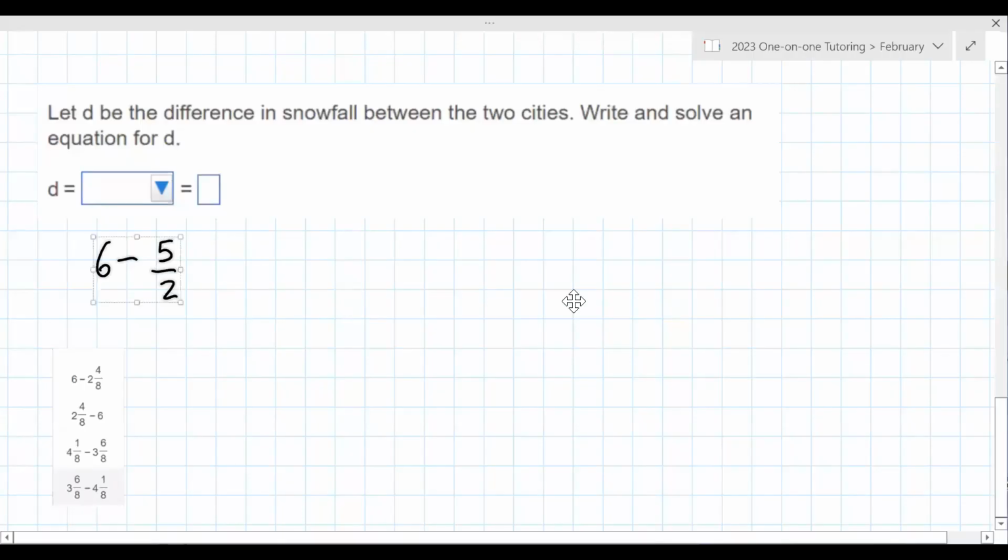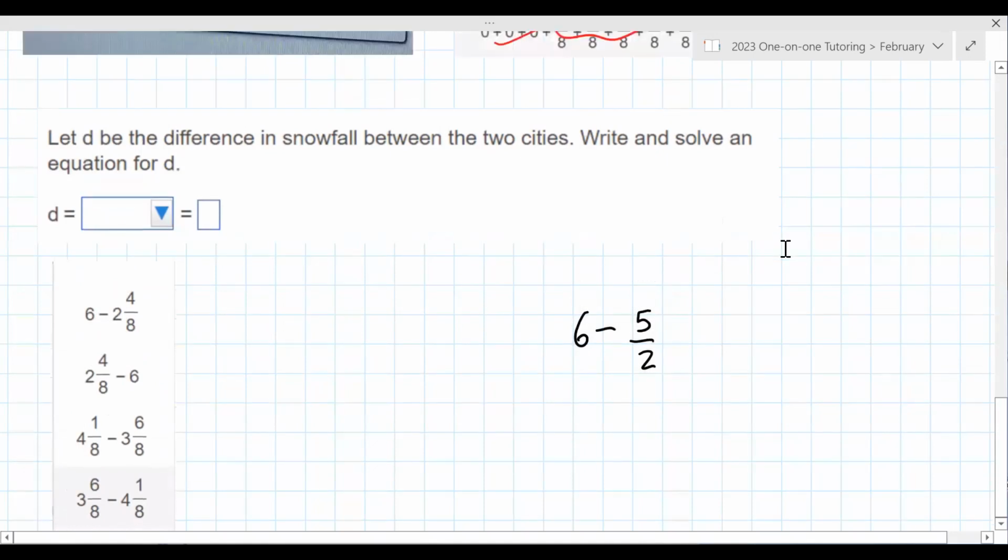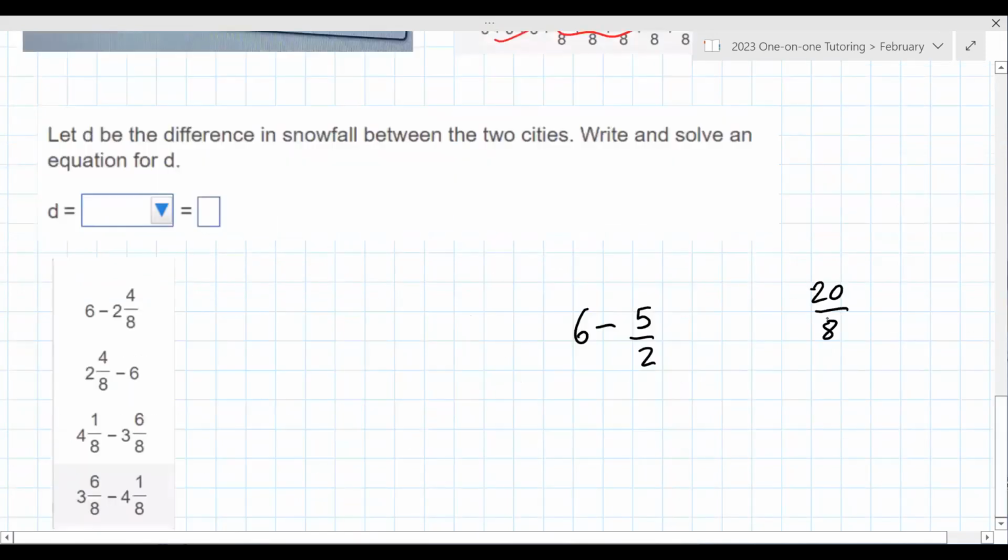Okay. So when you look at the answers, let me see what those load up here. There's 6 minus 2 and 4/8. Do you see that one at the top? Yes. So that's actually the same fraction that we were working at. Do you remember we had, let me scroll back up and look. 20/8. Yes. 20 divided by 8, if we make that into a mixed number, it becomes 2 and 4/8. So this top number is the amount from city B minus city A.